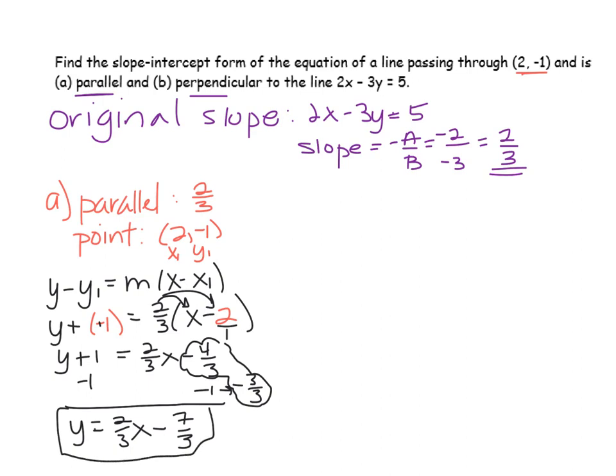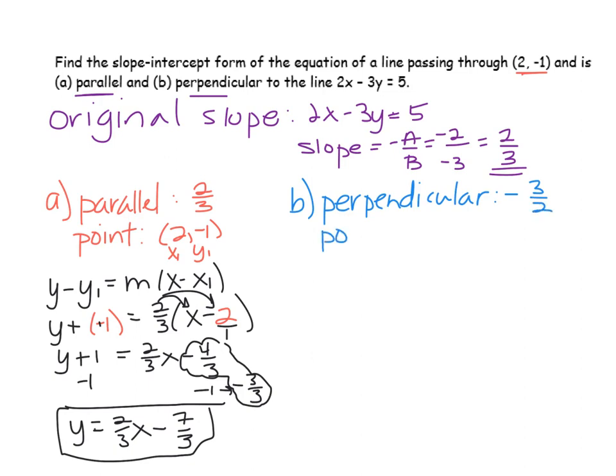Now let's do the same thing for perpendicular. The first thing you want to do is figure out your perpendicular slope. To do that, we're going to change the sign, which means our perpendicular slope is going to be negative, and then we'll take the reciprocal, so negative 3/2. That's all you got to do.